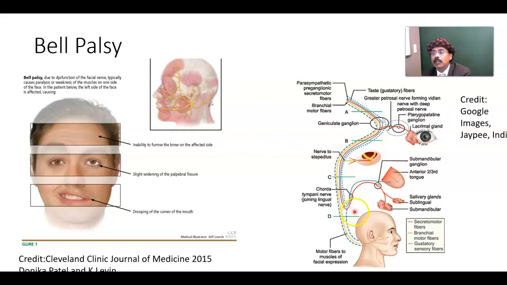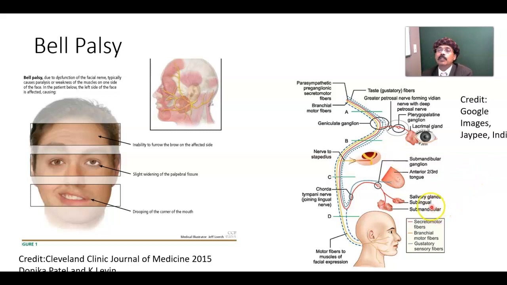So just by looking at that image, we can assess the site of lesion. This is not an upper motor neuron lesion, this is a lower motor neuron lesion. The lesion is usually in the facial canal, but it may be anywhere from the floor of the fourth ventricle to the stylomastoid foramen.